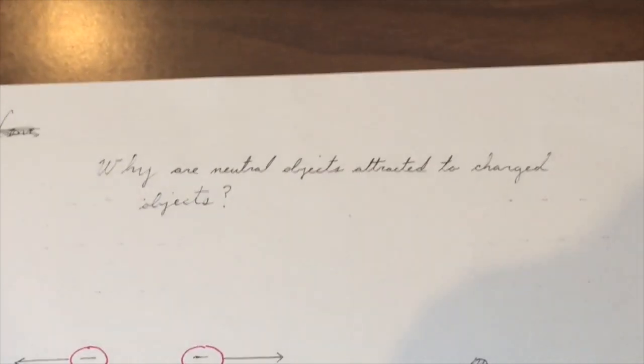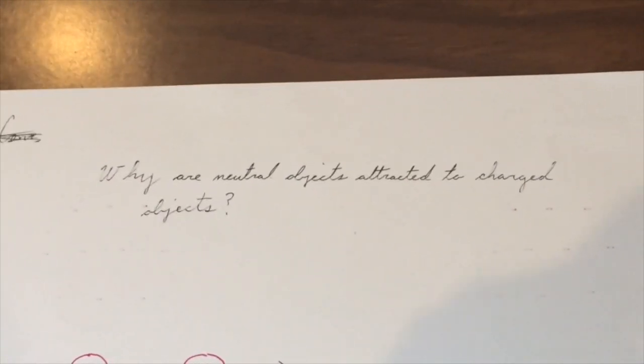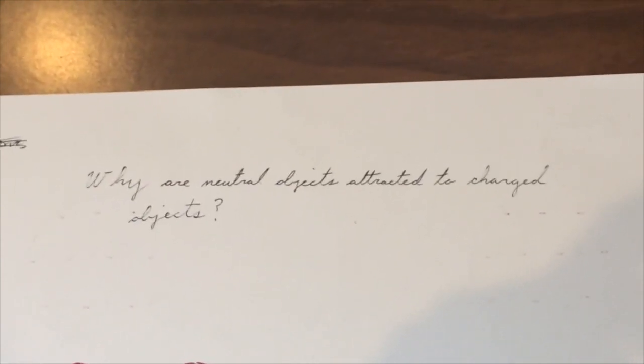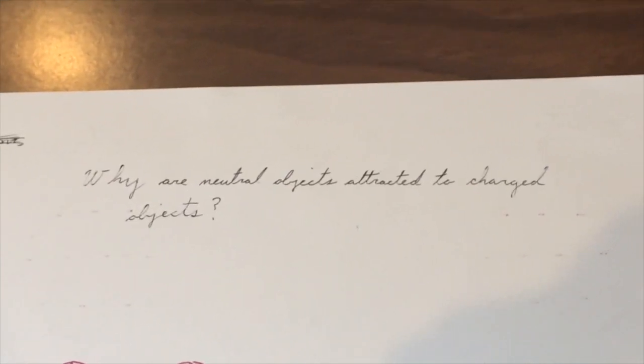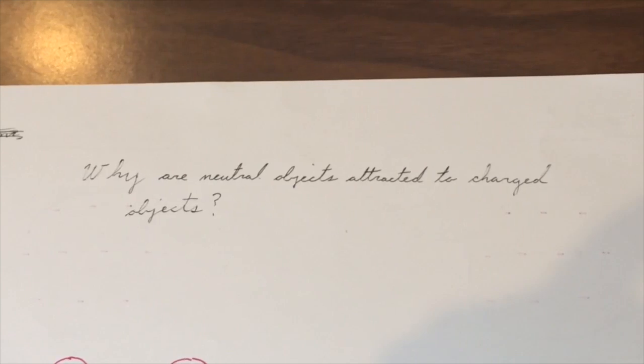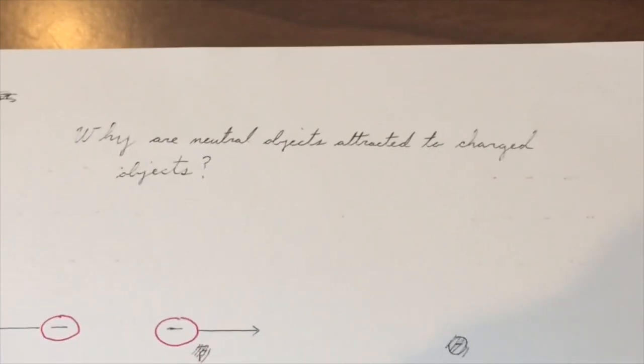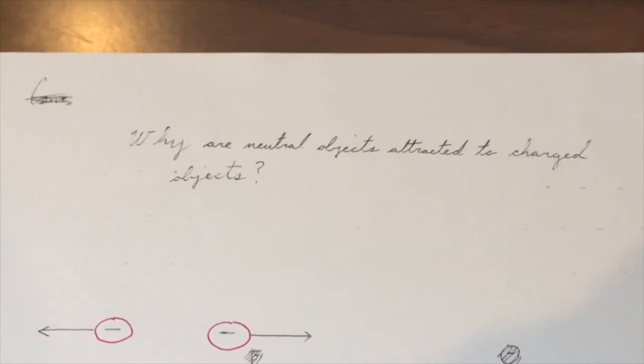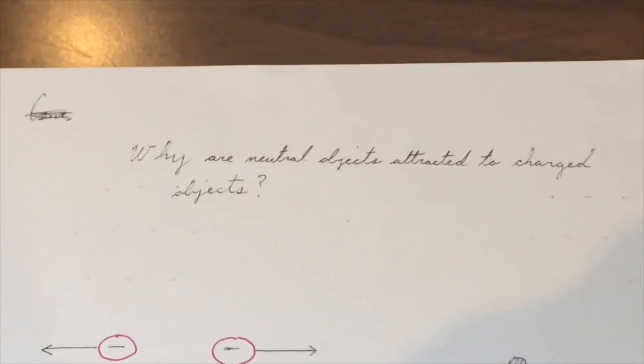The purpose of this video is to answer the following question. Why are neutral objects attracted to charged objects? To answer this question, we need to take a look at the fundamental concept of magnetism, which is that like charges repel and opposite charges attract.